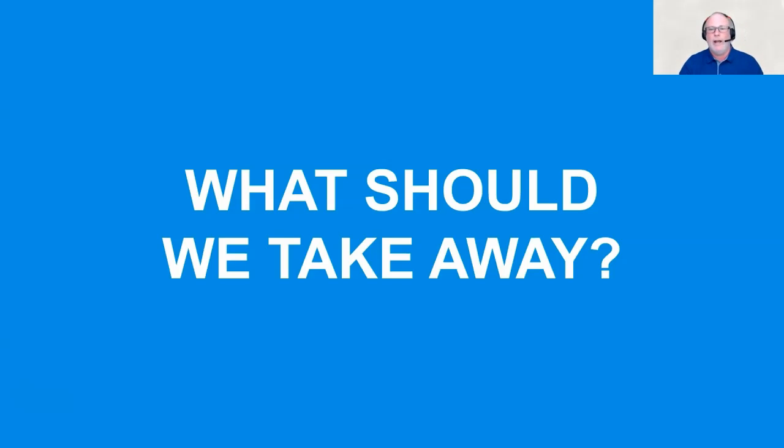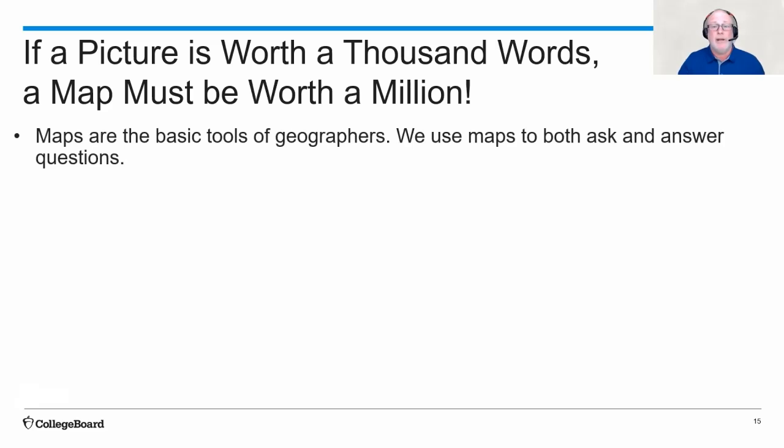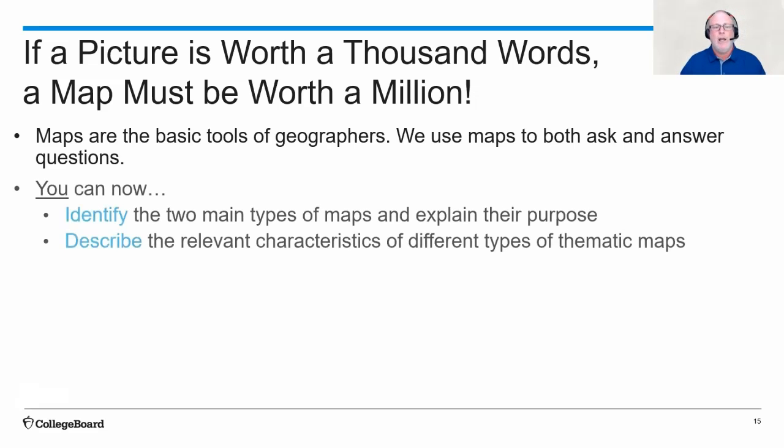So what should we take away from this video? If a picture is worth 1,000 words, you've heard that saying, well, a map must be worth 1,000,000. Maps are the basic tools of geographers. We're going to use maps in this course to both ask and answer questions. What should you be able to do now? You should be able to identify the two main types of maps, reference and thematic, and explain their purpose. You should be able to describe the relevant characteristics of the 5 kinds of thematic maps that I showed you today.